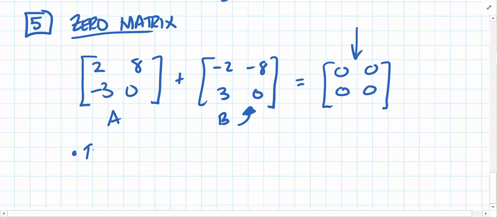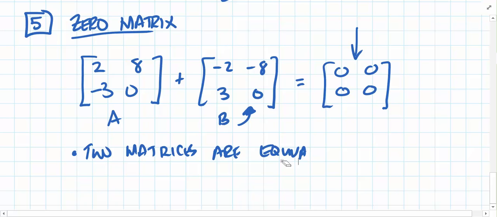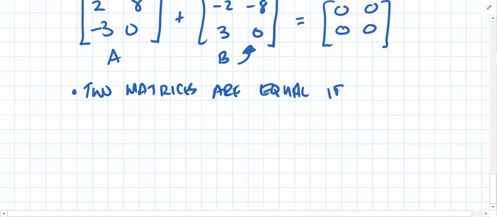Two matrices are equal. Okay, if you had to take a guess, what would make two matrices exactly equal? What do you think it would have to be? There's two conditions that have to be met. If they have the same dimension, right, or the same order? So whatever m by n, that has to be the same. And what else has to be the same?